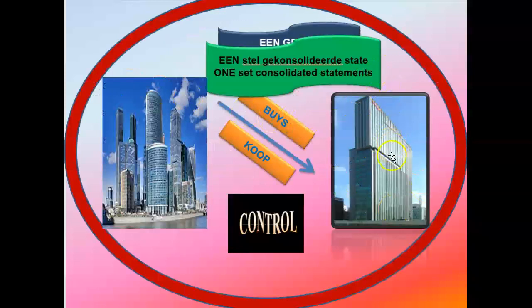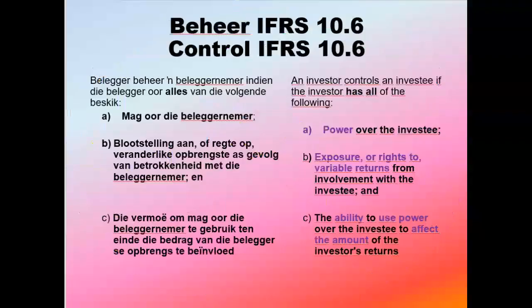You're going to do 80% handbag sales, boy, and only 20% shoe sales. So I have the power to influence the income that will be generated from the handbags that we're going to sell. The ability to use my power over the investee to affect the amount of the investor's returns. 80% of our returns is going to be from handbag sales.